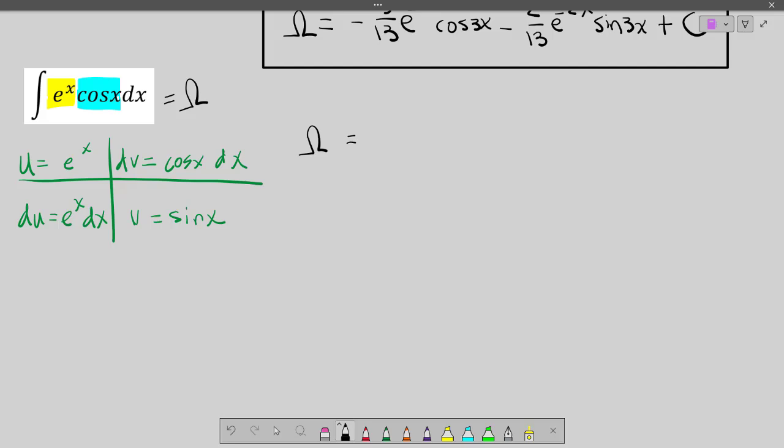Whatever you want to call it, I'll call it omega. It's going to equal uv, so that's e to the x sine of x minus the integral of v du, which is the bottom row. This is our moment of reckoning. Is this integral easier than the original? Nah, it's about the same, which is always going to be the case when we do integration by parts with a twist.